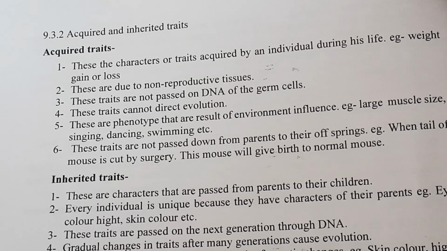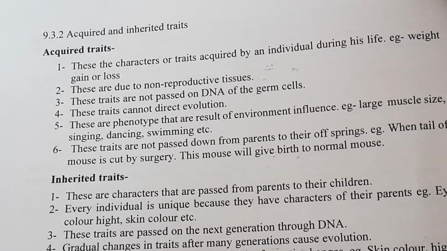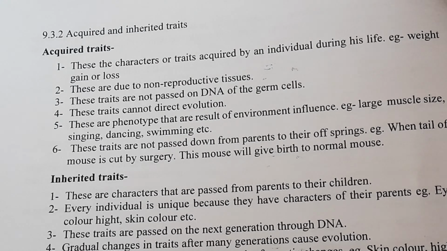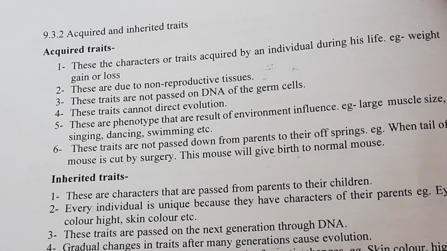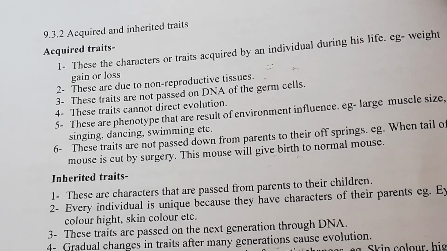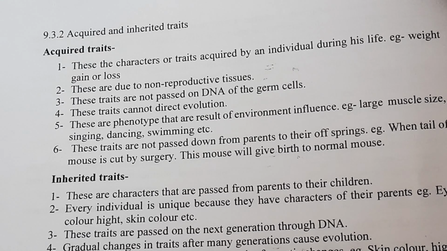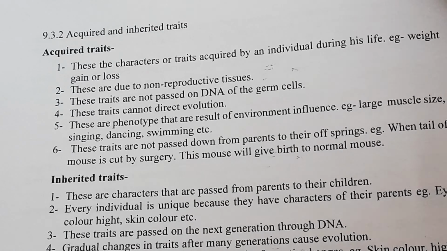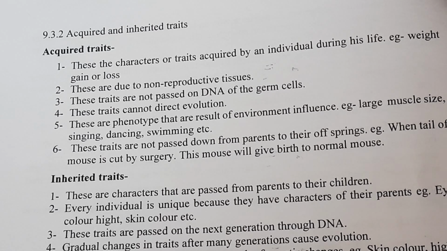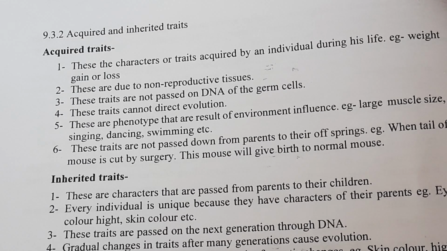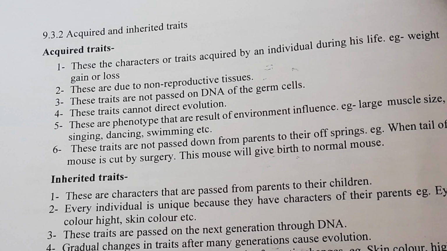and these traits cannot directly evolve. Okay, these are not passed from parents to their offsprings. Next one is the inherited traits. Inherited traits are those that are passed from one generation to another. Every individual is unique because they have characters of their parents. Now these traits are passed to the next generation through DNA, and gradual changes in these characters take place after many generations. It causes evolution.